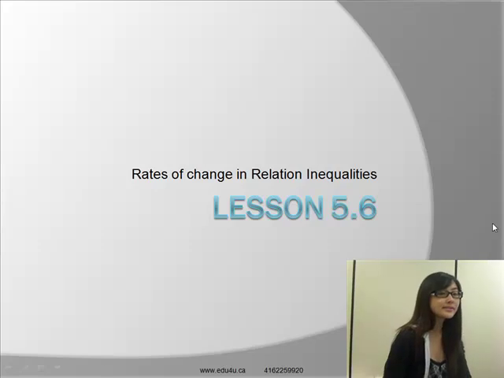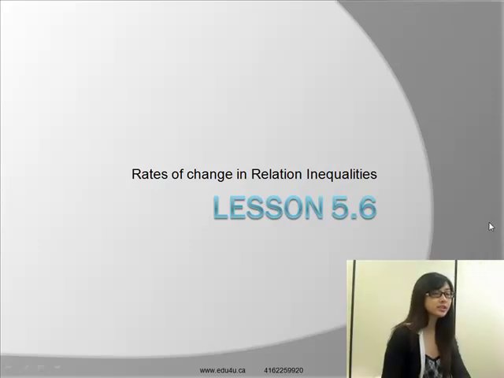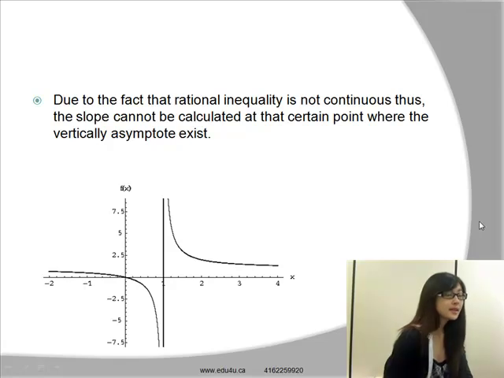Hi everyone, this is lesson 5.6, Rates of Change in Rational Inequalities. As mentioned in last class, rational inequalities are P of x over Q of x. Due to the fact that they're not continuous, there are certain parts where the slope cannot be determined, and that's at the vertical asymptote. For example, if you look at the diagram below, at x equals 1, the slope cannot be determined because there's a vertical asymptote.